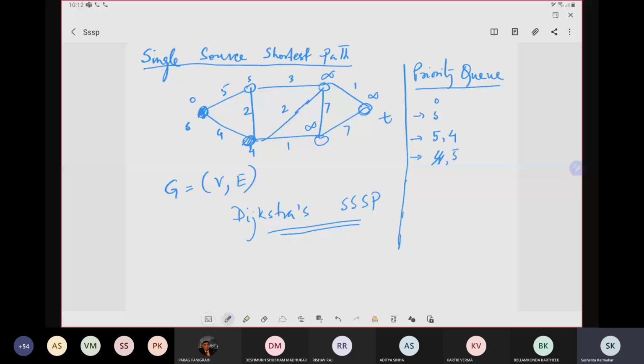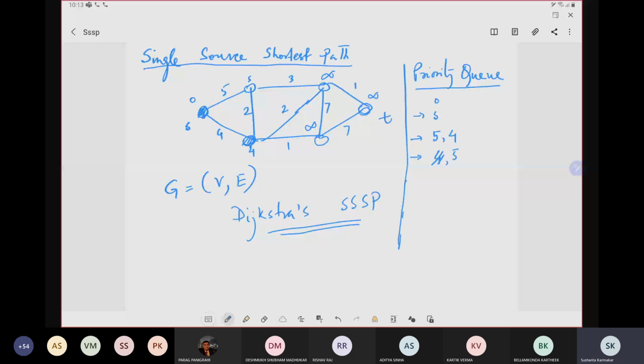Now from 4, I try to augment the distances, if I can decrease the distance. So this node has a level of 5. Okay, so if I try this path, this is 4 plus 2, 6. 6 is higher than 5, so I cannot minimize its effective distance from the source. Okay, so yeah, I'll keep it as it is.